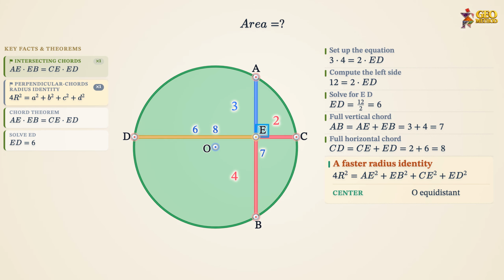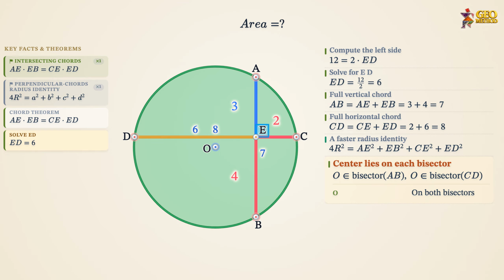A faster route is the perpendicular chord's radius identity. 4r squared equals the sum of the squares of the four chord pieces. A key fact, the perpendicular from the center to any chord passes through the chord's midpoint. So O sits on the perpendicular bisector of segment AB and also on the perpendicular bisector of segment CD.